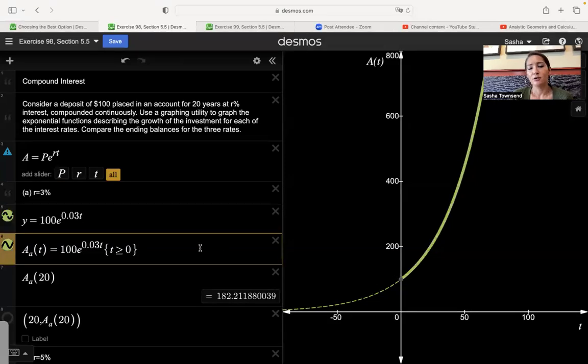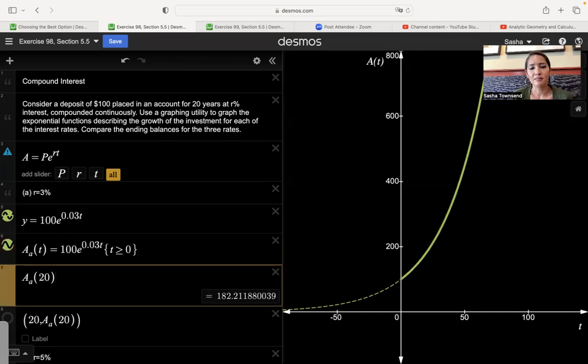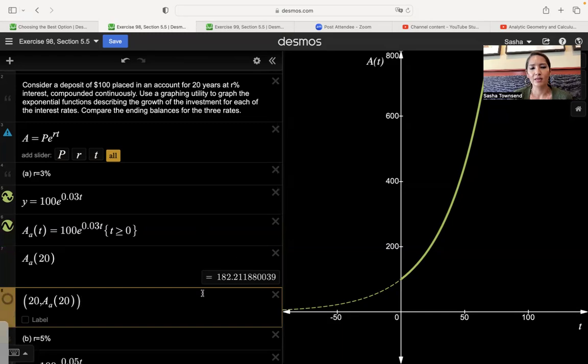Now, if we want to know what our balance would be in 20 years at 3% interest compounded continuously, we just evaluate that function at t equals 20. We get $182.21. So we actually earned $82 in interest, and this $100 that we initially deposited is still there. We can plot that point, and we see that that point lies on the curve.